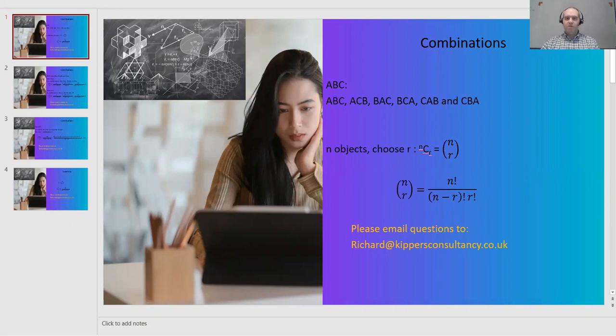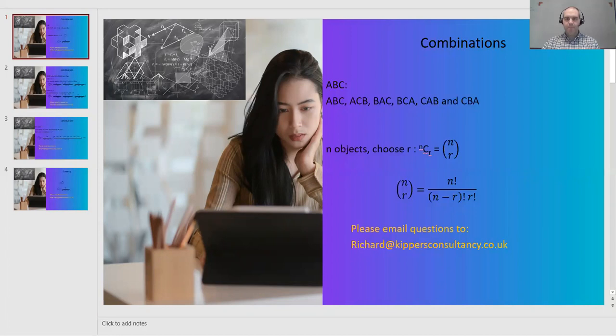Before we start discussing combinations, it may be worth noting that you will need to have a prior knowledge of factorial notation. If you are unsure of factorial notation, please see our previous YouTube video. Otherwise, let's learn. A combination of objects is an unordered arrangement of those objects.